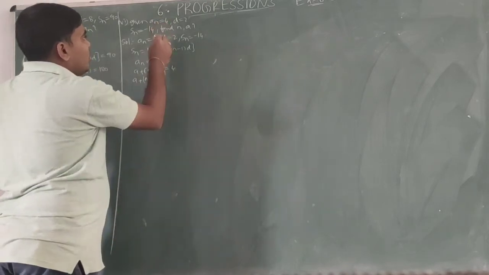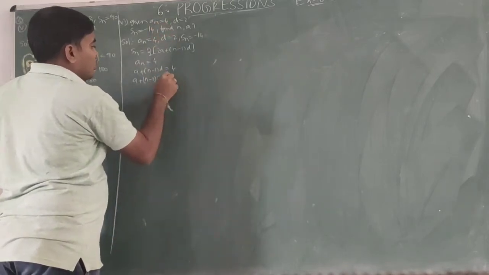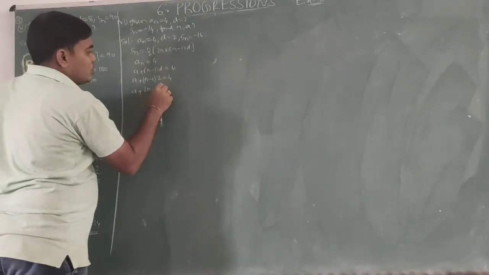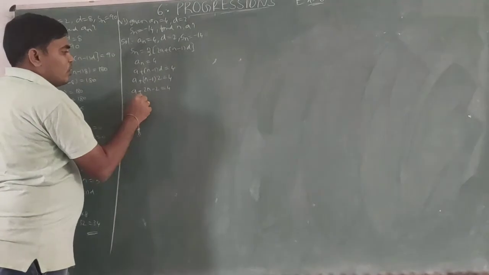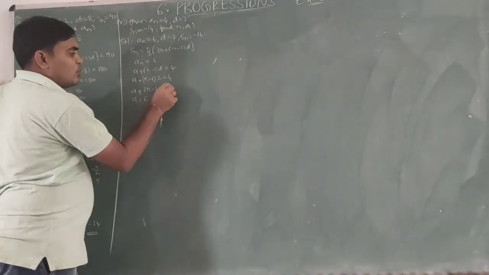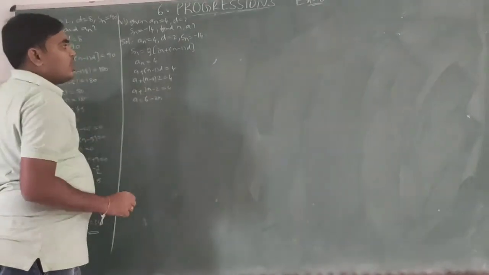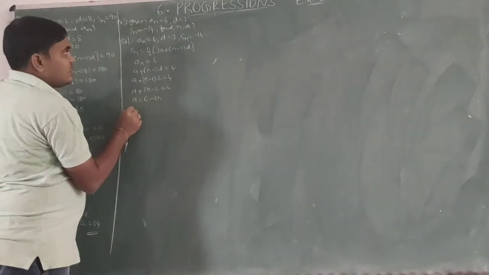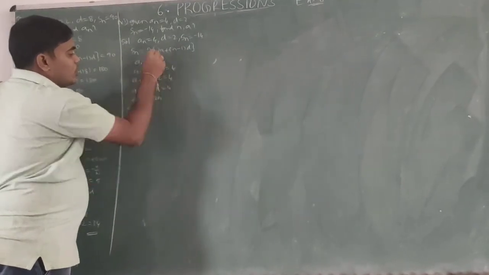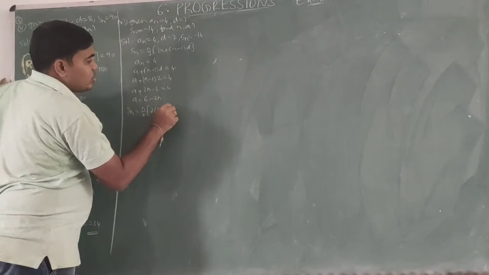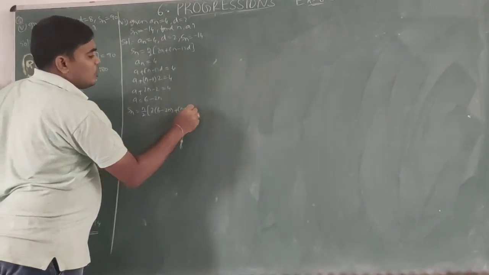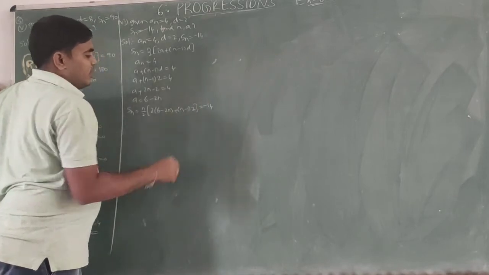So d equal to 2: a plus (n minus 1) of 2 equal to 4. So a plus n into 2, 2n minus 2, equal to 4. So a equal to 4 minus 2n plus 2, bringing that side: 4 plus 2, 6 minus 2n. a equal to 6 minus 2n. So now Sn equal to n by 2 of (2 into (6 minus 2n), that is 2a, plus (n minus 1) of d, with d equal to 2). This is equal to minus 14.